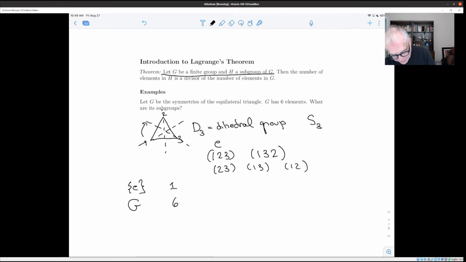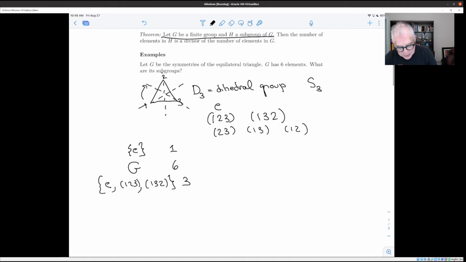And now, if we take the other subgroups, well, one other subgroup is the subgroup that just consists of the rotations. That has 3 elements. If you do a rotation, its inverse is also a rotation, and if you do the rotation twice, it's still a rotation. So that's good.